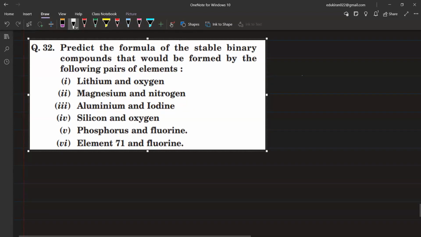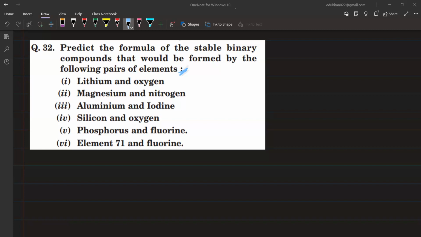Predict the formula. Write it here. Predict the formula of stable binary compounds that would be found by the following pair of elements. So there is a bit of theory here, but I did not get into that because it's better to directly deal with questions and understand how to do these types of questions.